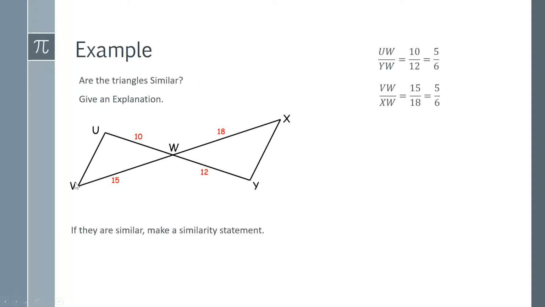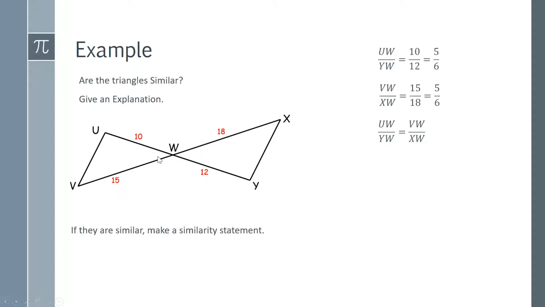And let's look at VW over XW. That's 15 over 18. Divide both of these by 3 and we get 5/6. Well, look at this. Both of these are the same. So that means that those two sides are proportional. UW over YW is the same as VW over XW. So that's our sides. Now, where's our angle here?